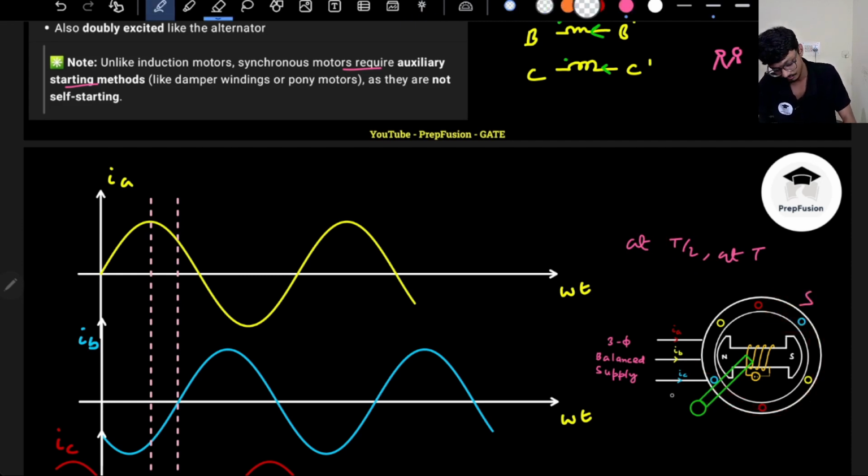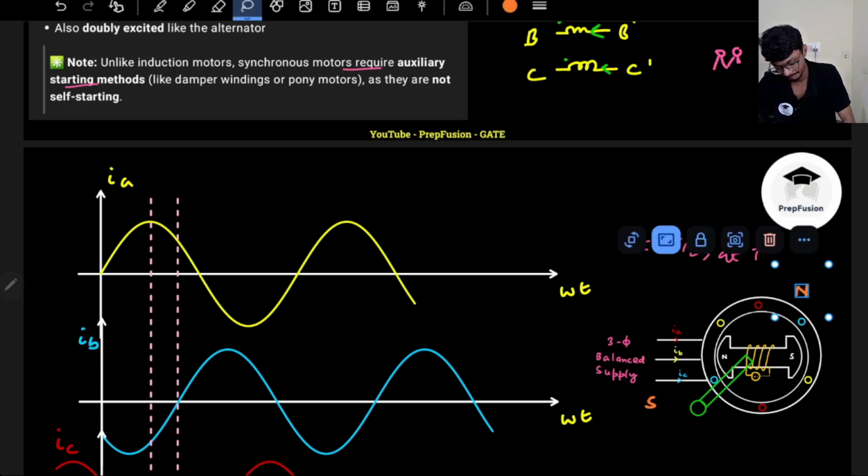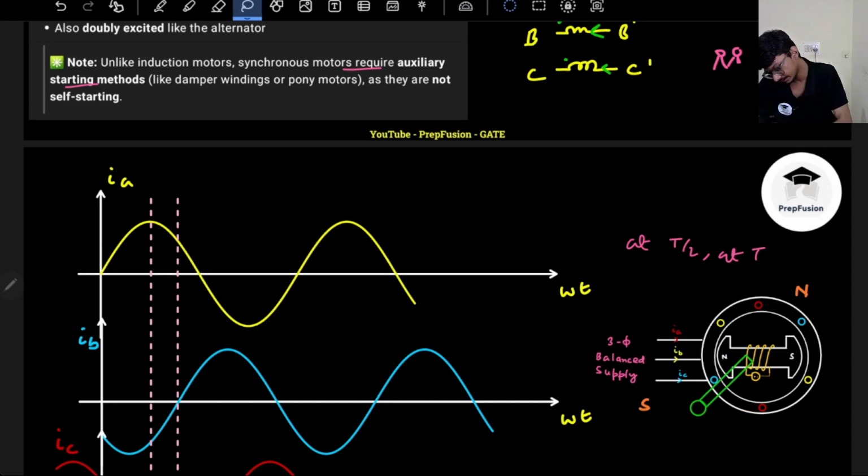So initially, because it is a rotating magnetic field, it will not remain stationary. Initially my north pole, south pole was here. Now what will happen is that they will swap places. So after instant T by 2, my south pole will reach here, and the north pole will reach here.